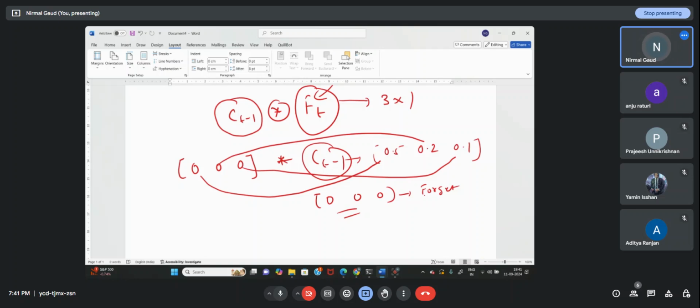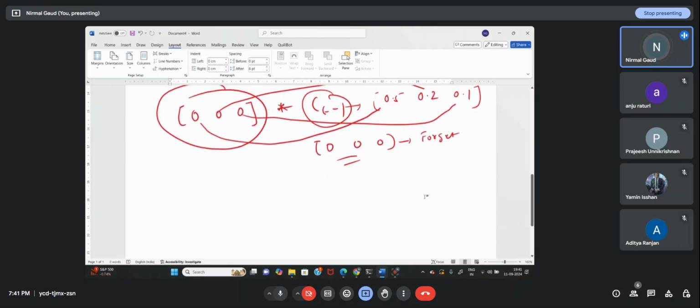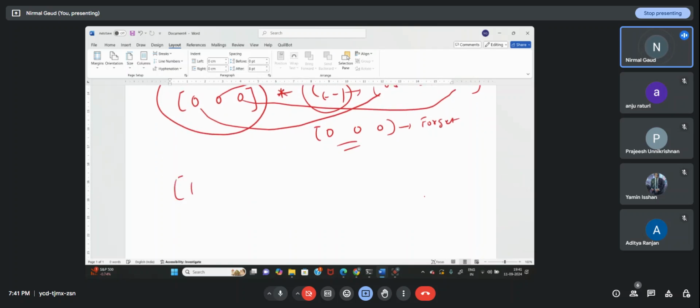In our long term dependencies, nothing has to be remembered. Why? Because your ft minus 1 came like this. In case you are having ft minus 1 like 1 1 1, and if you multiply by ct minus 1, okay, now everything will be remembered, because you know if you multiply by 1, it comes out the same. So here everything will be remembered.